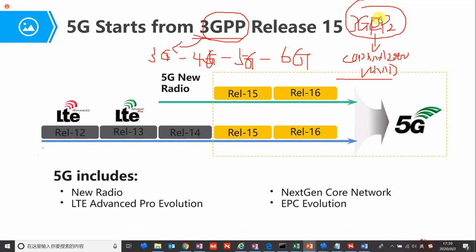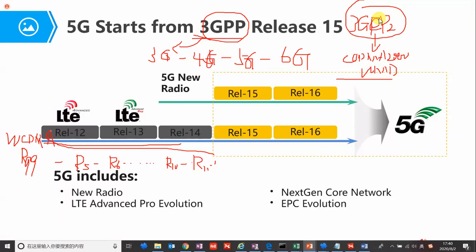And we can see here, this is our 4G. 4G evolved from our 3G, from Release 99, realized WCDMA, and then Release 5 to 6 to Release 10, Release 11, and then Release 12, and each release enhances the peak rate.